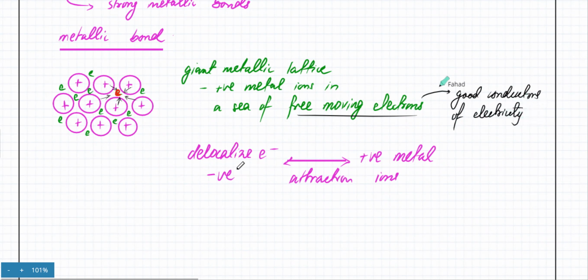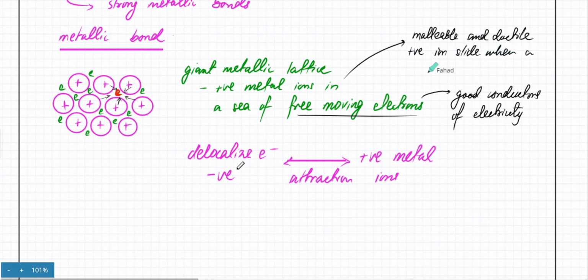Then there are certain other properties, like the metal ions are not rigidly or tightly held together. So they are malleable and ductile as well. Positive ions can slip and slide when a force is applied.